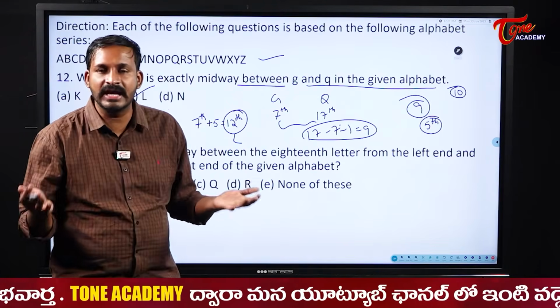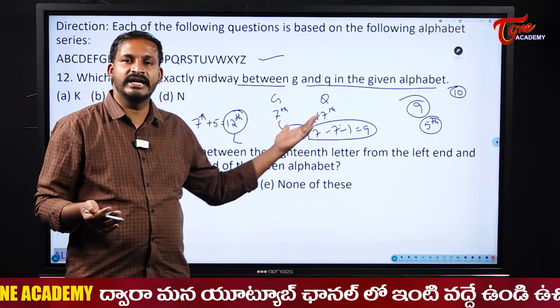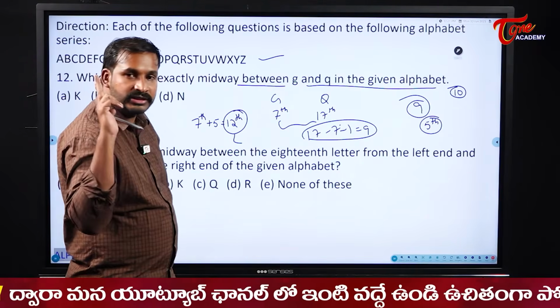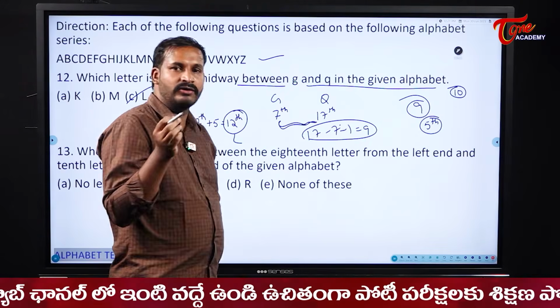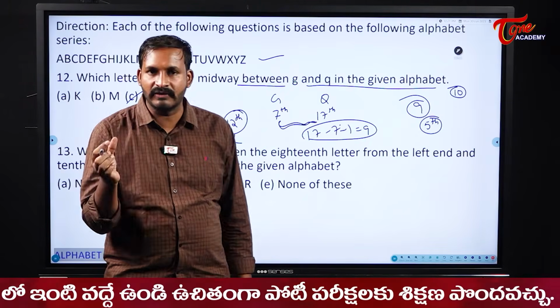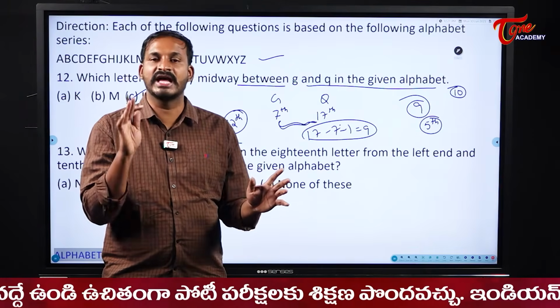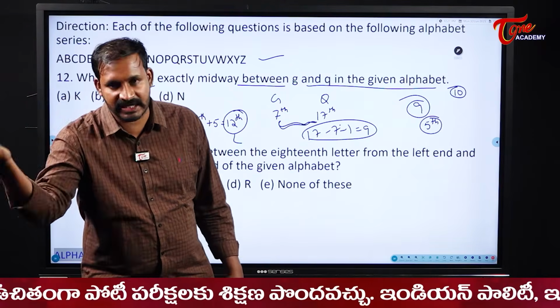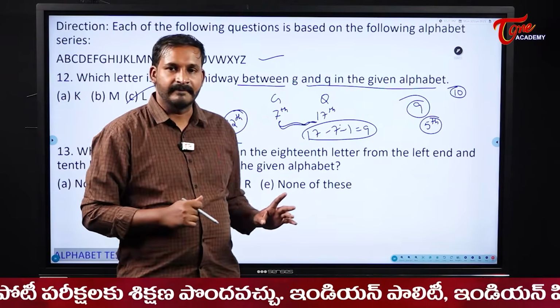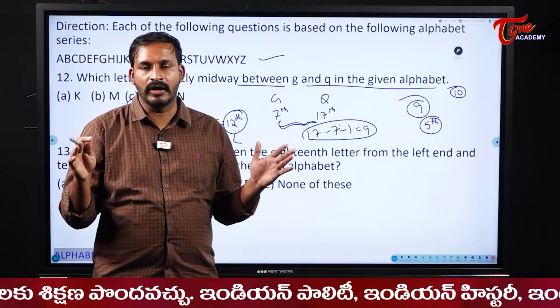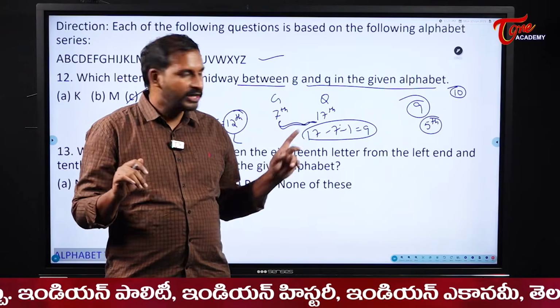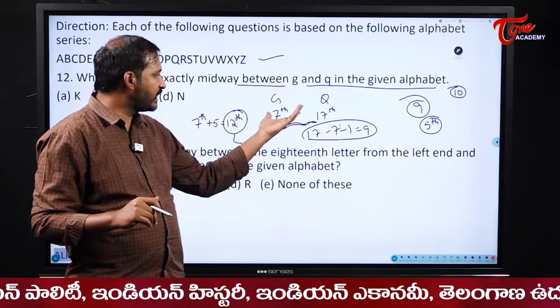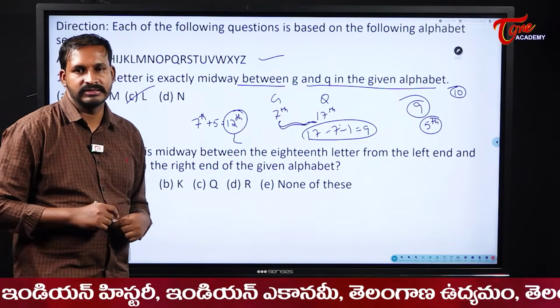Why? Because anyway it is in the middle of G and Q. Two things you should remember here, students. One, between any two alphabets, if you want to find the number of alphabets between them, subtract their place values and do minus 1 as an extra. Next, in odd numbers, if you want to find the middle position, it is n plus 1 by 2. And then you can add or subtract it to either of the numbers.